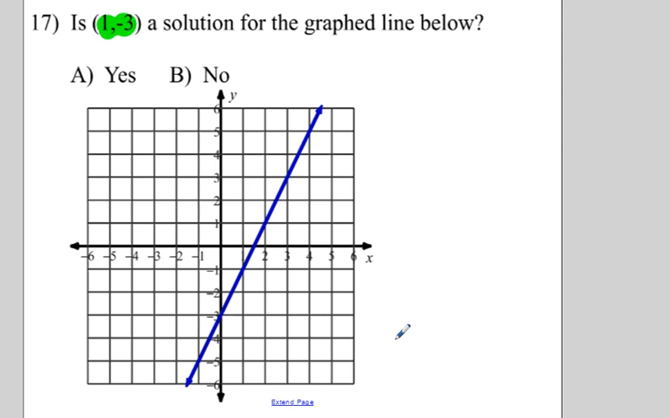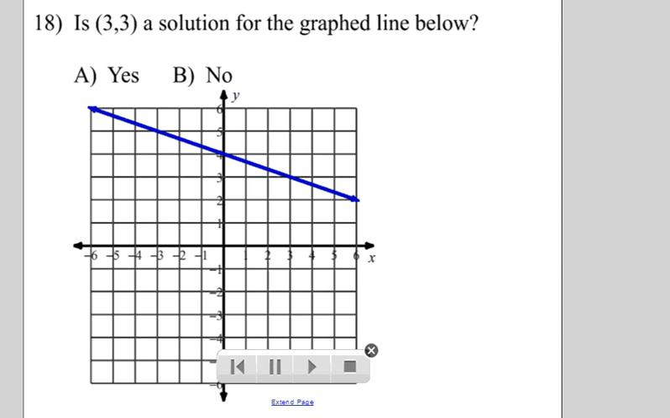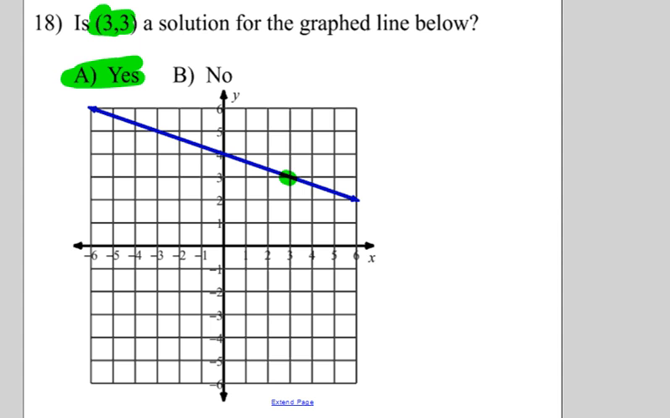For this, all we need to do is find where 1, negative 3 is on the graph. And it's right here. So since this ordered pair that they're asking us about is not on the line, it is not a solution. But this one, 3, 3, we come over 3 and go up 3. It's right there on the line, and that would mean it is a solution.